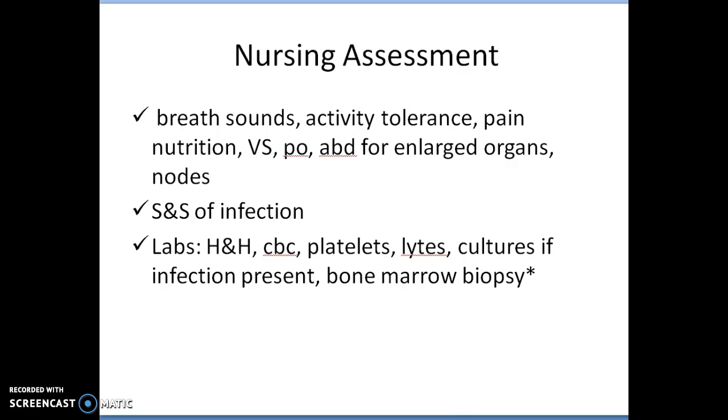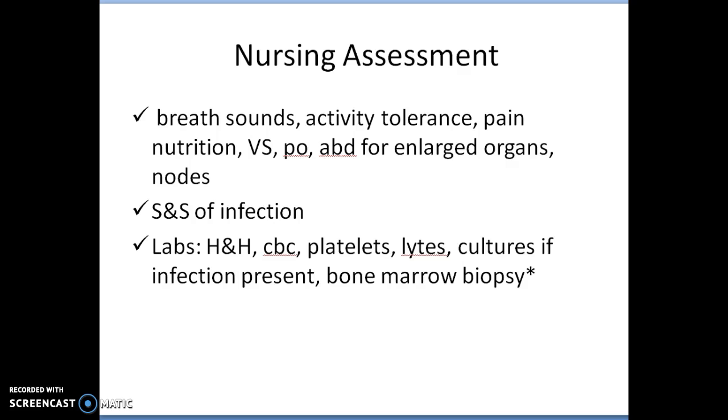So our nursing assessments, when we have a patient, we're going to assess breath sounds, activity tolerance, pain, nutrition. We're going to look at their oral mucosa. We're going to check for enlarged organs, spleen and liver specifically. We're going to look for enlarged lymph nodes. We're going to look for any signs and symptoms of infection. And that's common in acute leukemia, but the signs and symptoms may be absent because they're neutropenic, which is a decrease in the neutrophils.